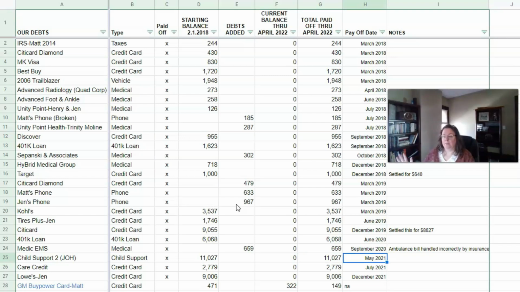There was so much interest tied to this one. Almost all of it was interest and only a few $100s in support. So by May, we were able to pay it off. So that was a total of $11,027. This was Care Credit. This was another one that I had to call and set up a payment plan on. And we got that paid off in July of 2021 for $2,779 total that was paid.